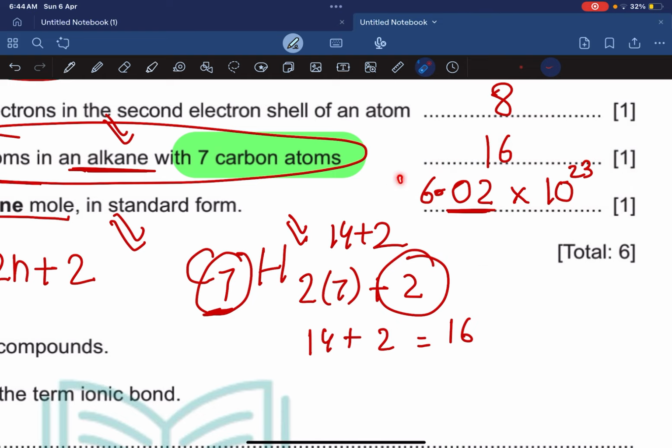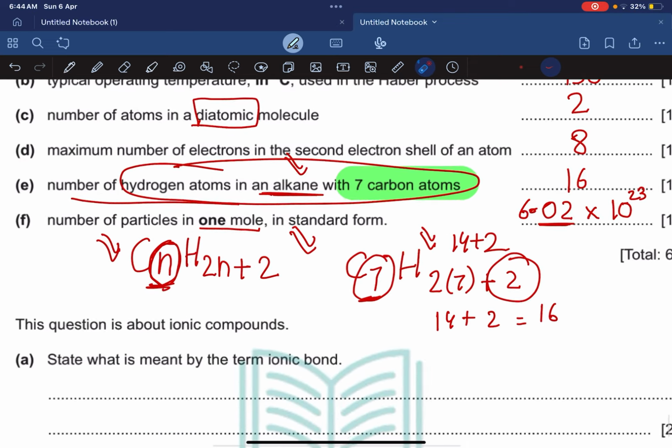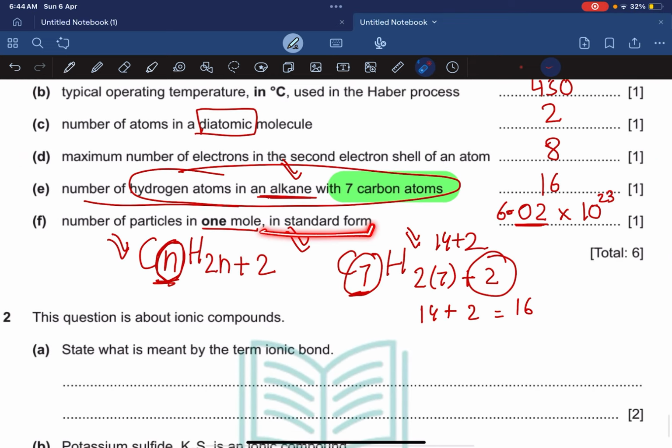Okay, if it was 26, this is not standard form. Why is this not standard form? Because the number before the decimal should be from 1 to 9. So if you are taking maths as well with chemistry, you should know what standard form is, and you should learn this.